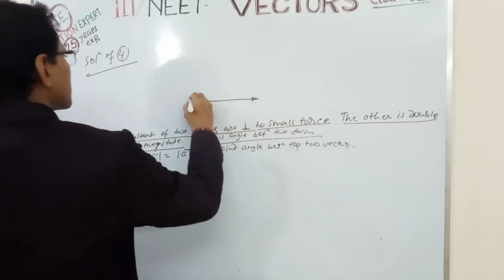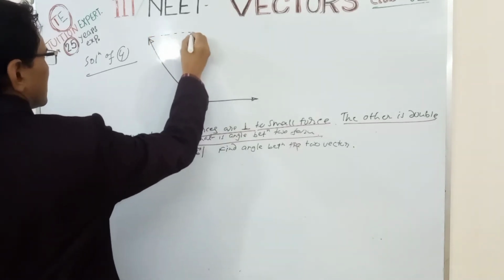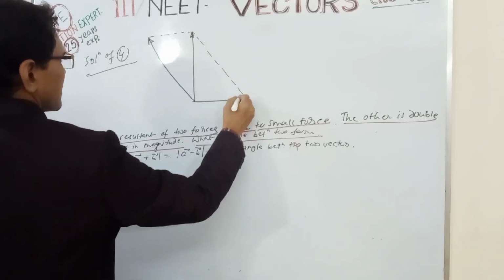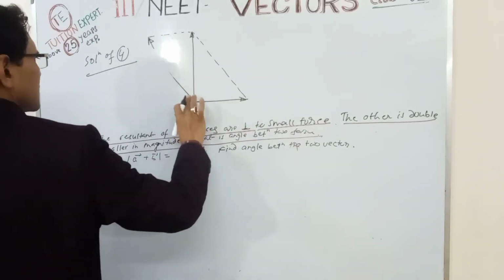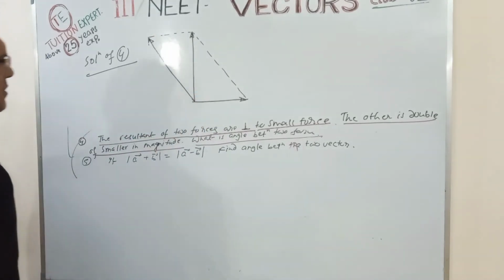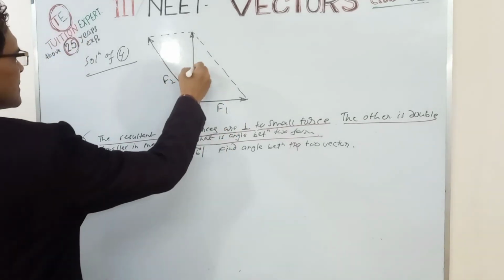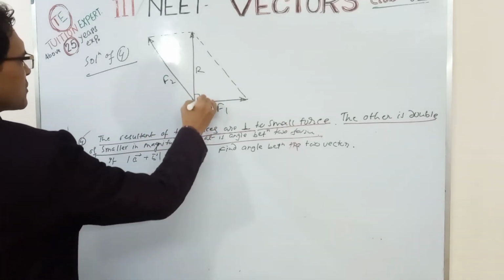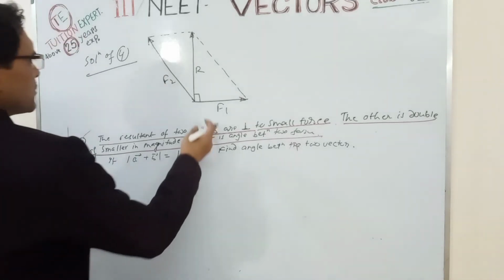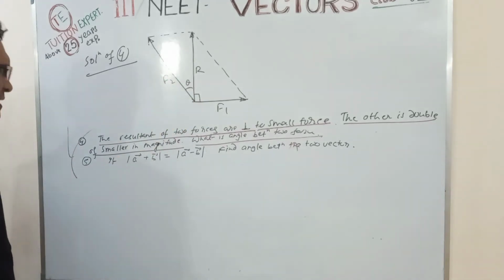Suppose this is the smaller force, this is the other force. This is the resultant, and the resultant is perpendicular to the small force. This is the diagram of the problem. Now, what is the angle between the two forces? If we calculate this angle, then we can find the total angle is 90 plus theta.